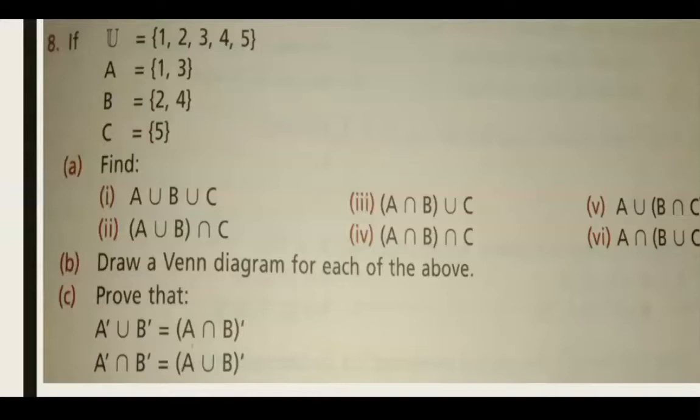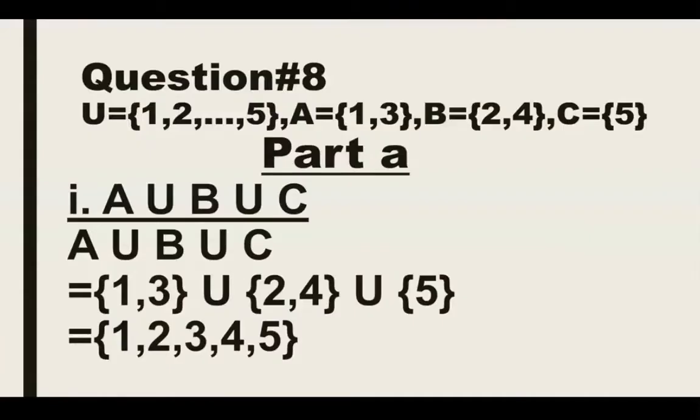There are 3 parts of question number 8. In the first part, we have to solve some questions. In the second part, we have to draw the Venn diagram for each question of part A. And in part C, we have to verify the De Morgan law. Let's see question number 1 of part A.